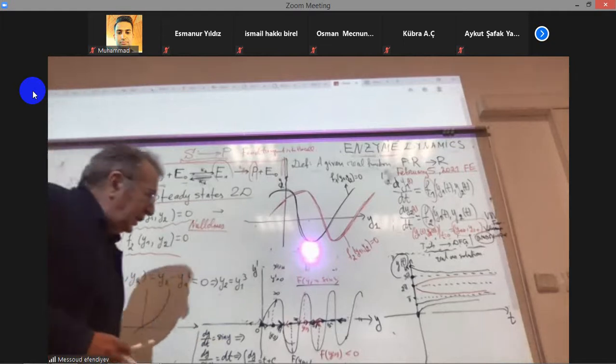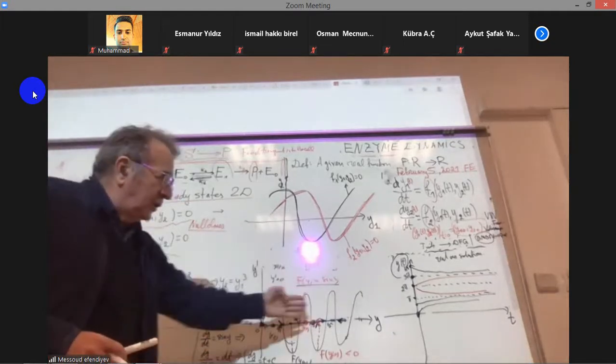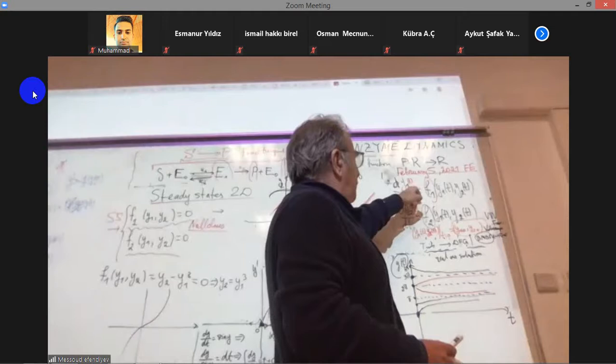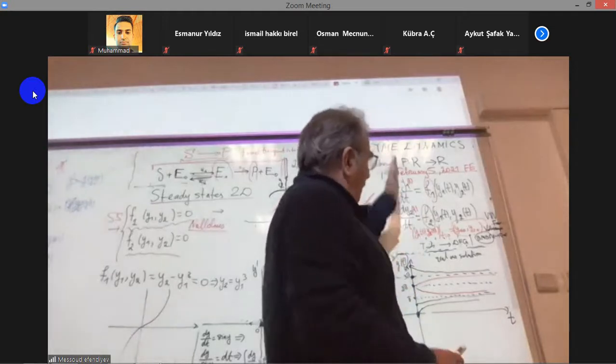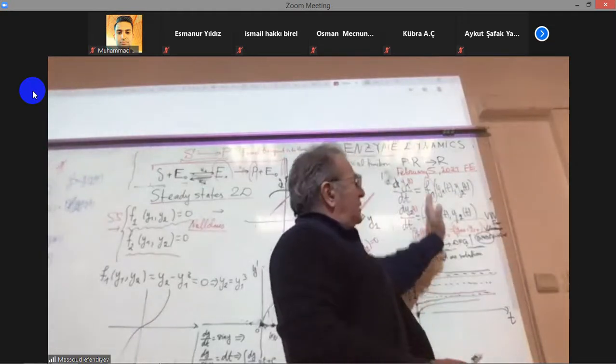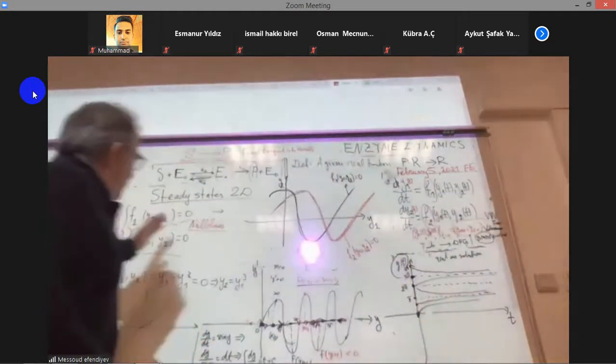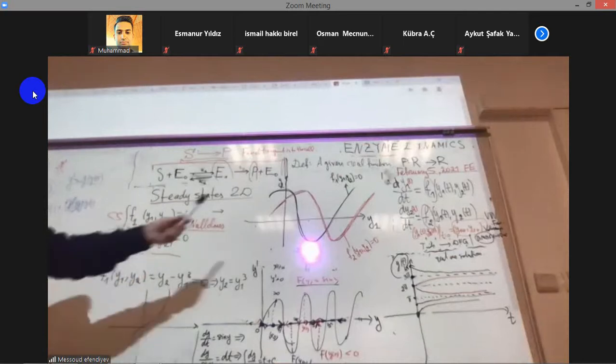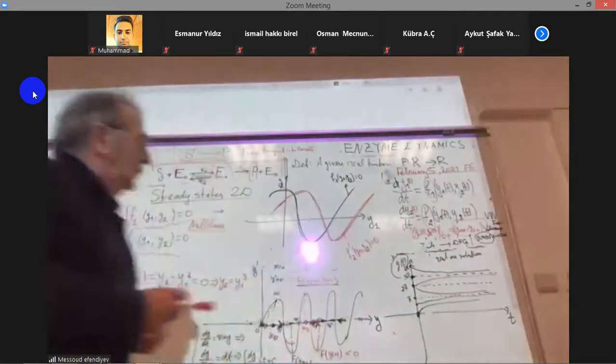So we are considering the analog of the steady state. Steady state means that, if you have any equation, the right hand side is equal to zero. And then we are considering the right hand side of f1 equal to zero, and f2 equal to zero, because we are now considering two equations.